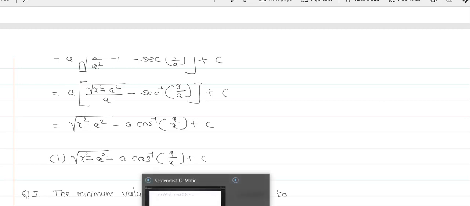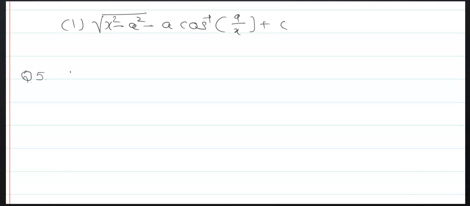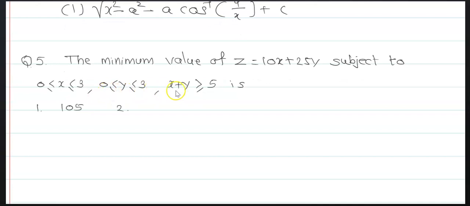Now the next one: the minimum value of z is equal to 10x plus 25y subject to the constraints where x lies between 0 to 3, y lies between 0 to 3, x plus y is greater than or equal to 5, is 105, 80, 30, 95.